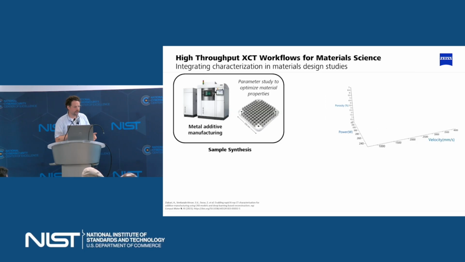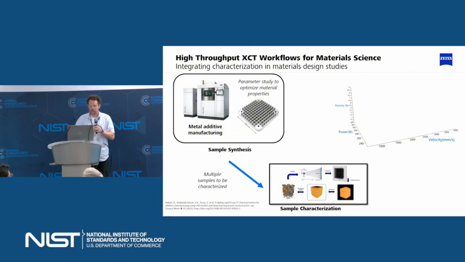A lot of people use these systems for doing what I call process property feedback loops. It's where you're manufacturing a bunch of samples. So here, this is a study out of Oak Ridge, one of my favorite studies from recent years. They're printing a whole bunch of additively manufactured samples, and they want to study how the print velocity affects the power, and the print velocity affects the porosity. So they make a whole bunch of samples.